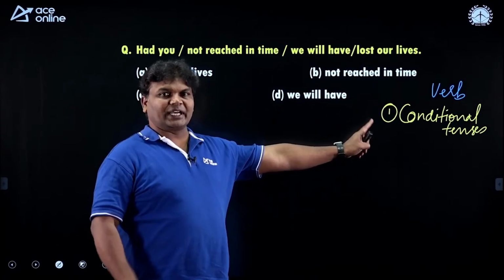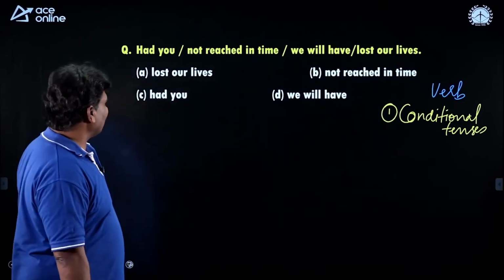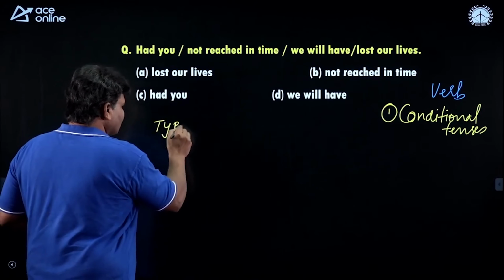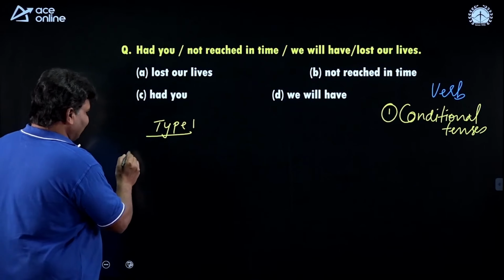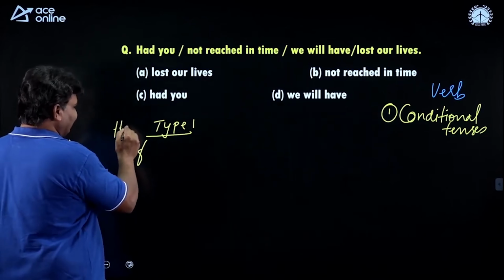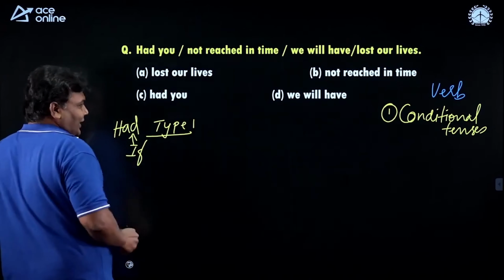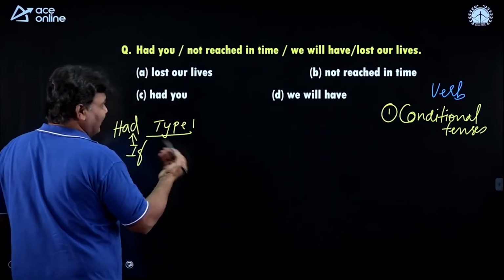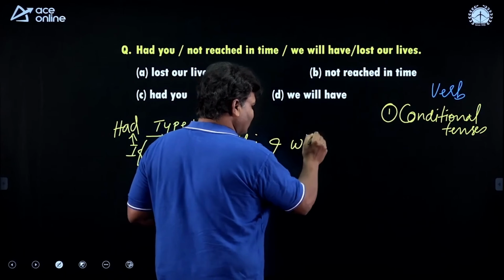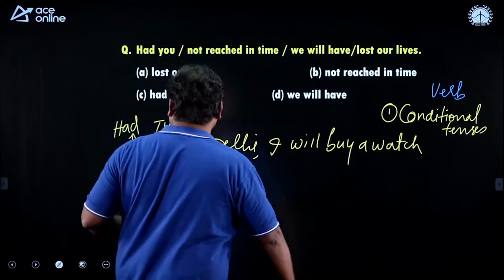Once you can master this question, let them shoot anywhere, you can attempt this question. There are 3 types under this one, students. Type 1: generally the if clauses, and sometimes in place of if we can also use the word had, and that is what you find here. Generally in type 1, supposing I make a statement like, if I go to Delhi, I will buy a watch. Over. This is type 1. Very simple trick, students.